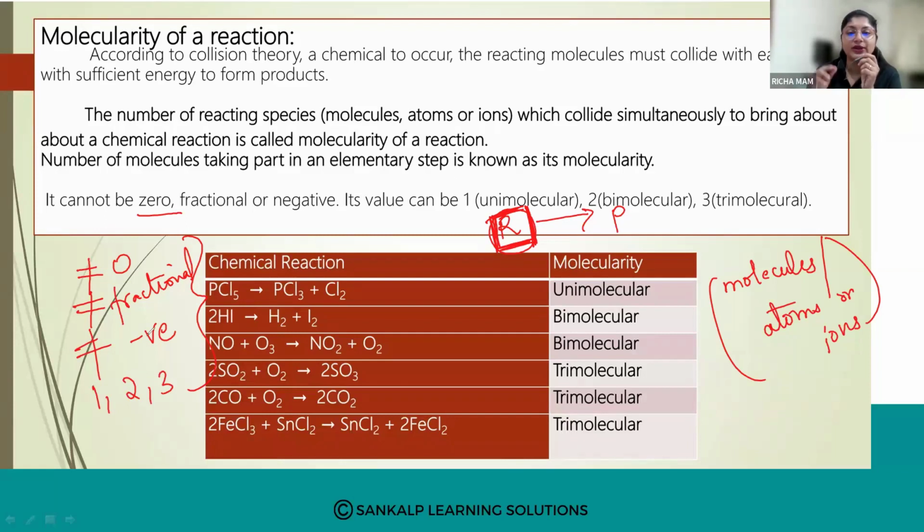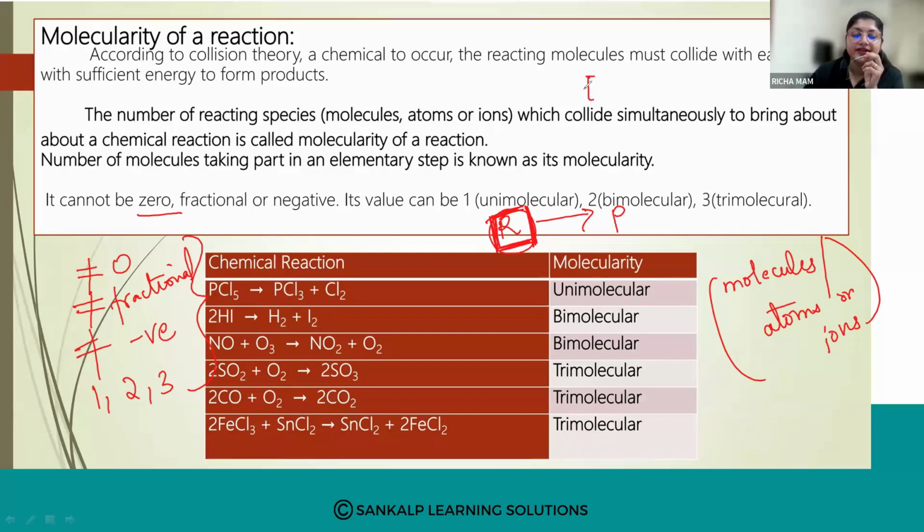So can you make out the difference between the order of reaction and the molecularity of reaction? The order of reaction decides what? It is the sum of the powers of the concentration terms of the reactants in an experimentally determined rate equation. So we are adding the powers.